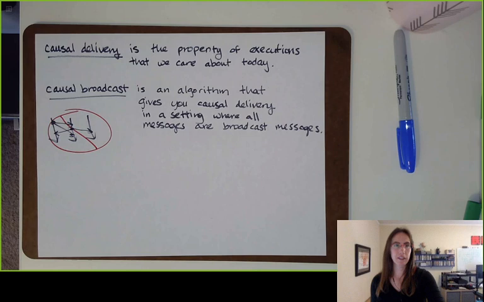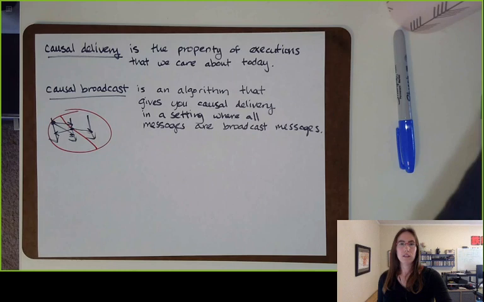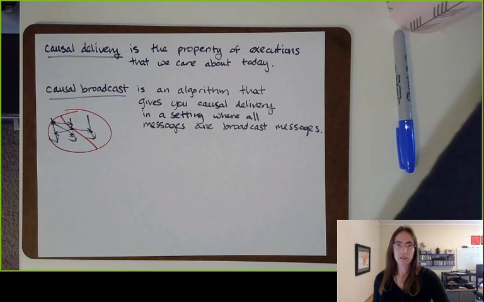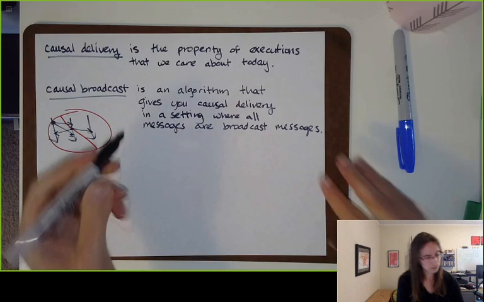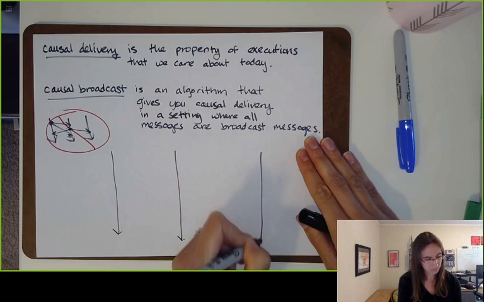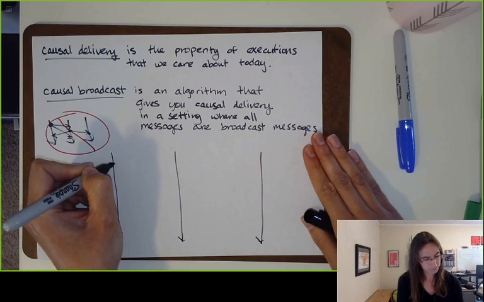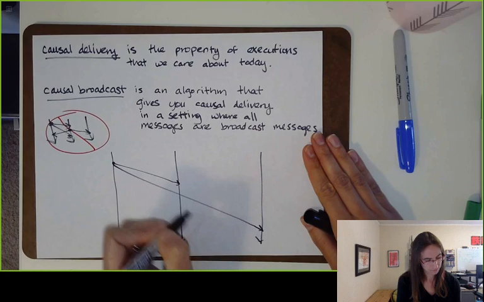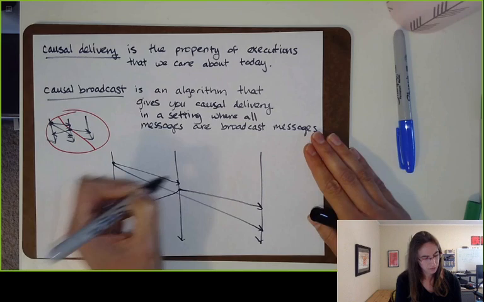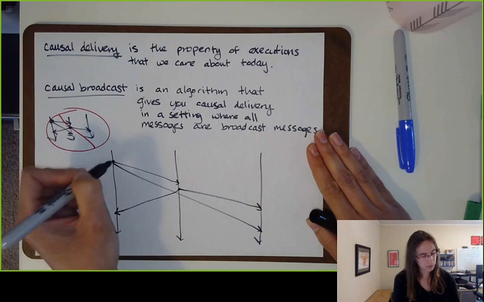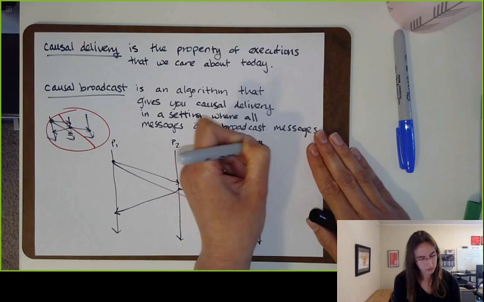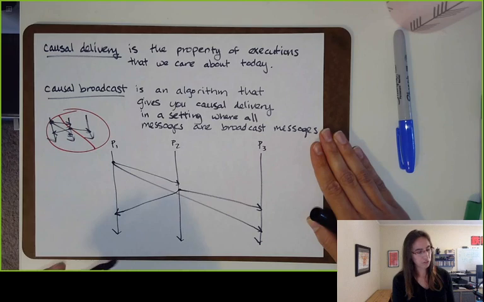All right, so let's see. I think with this particular way of explaining causal broadcast, the best way to do it is the following. I'll draw a picture of an execution that does the bad thing that we don't want. And let me try putting some vector clocks on these events so that we can see how we can use vector clocks to implement causal broadcast.